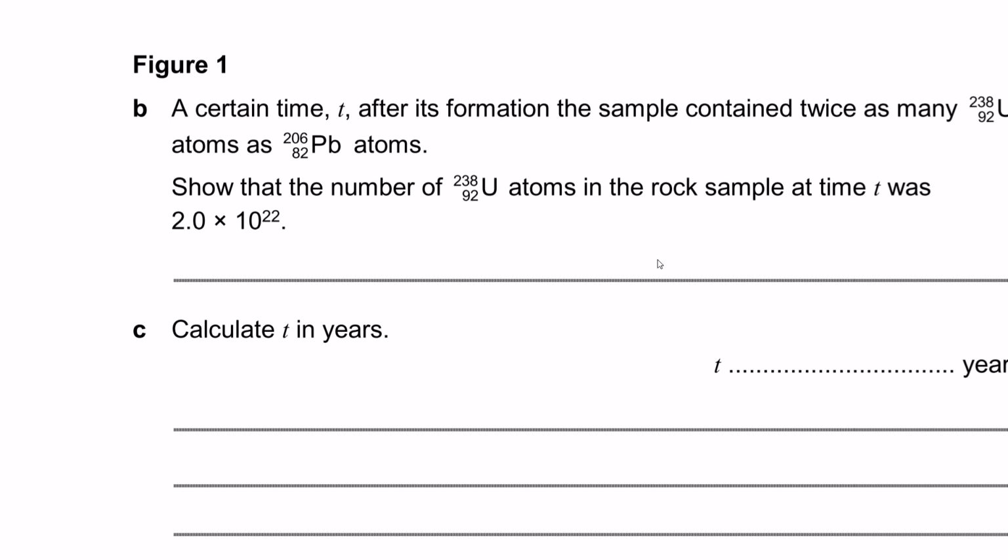So at a certain time t after its formation, the sample contained twice as many uranium atoms as plutonium atoms. Show that the number of uranium atoms in the rock sample at time t was 2 times 10 to the 22.